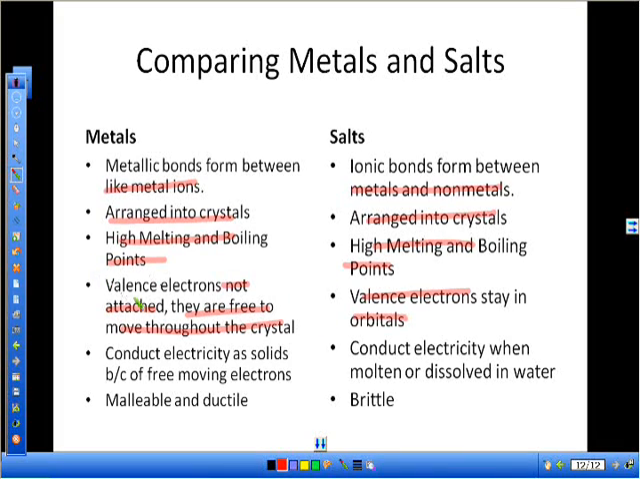The metals, they move free. Because of these free moving electrons, they conduct electricity as solids. And in salts, the only time you have free ions is when they're molten or dissolved in water. Okay, metals are malleable and ductile. And salts are brittle, but they're also hard. One thing I would also say is that metals will conduct heat. Metals will conduct heat and electricity.